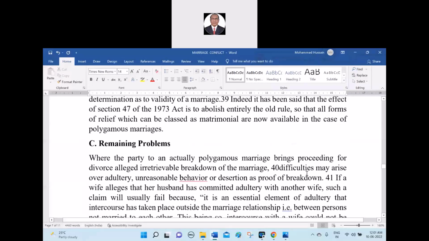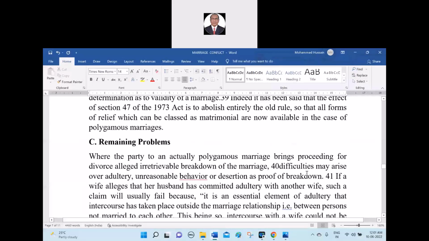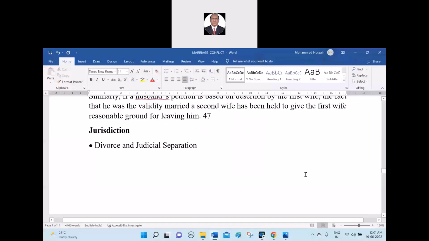So remaining problems, what are there? Where the party is to an actually polygamous marriage, there is no question of polygamous marriage. Hence, we can skip this because he has dealt with polygamous marriage there. But we can say the jurisdiction. Yes, which court has the jurisdiction?